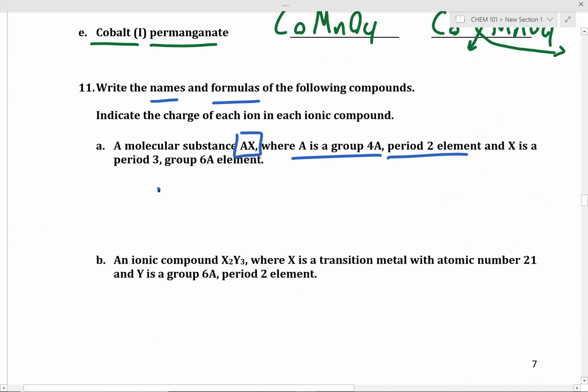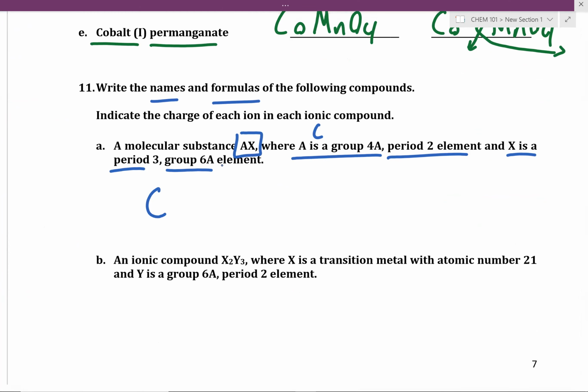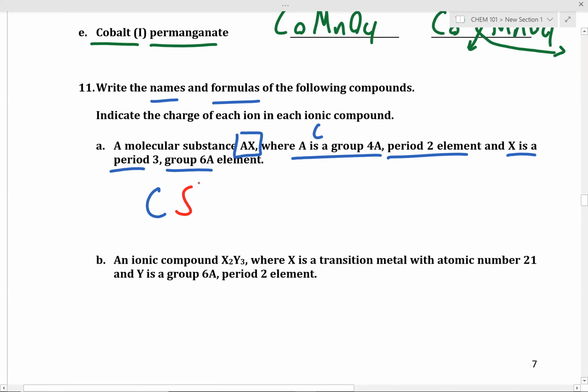Okay, so we have a species containing carbon. So A is carbon, and X is a period 3 group 6A element. What element does that correspond to? Sulfur, exactly. Since it's a molecular or covalent compound, we'd call this carbon. And since we have one sulfur atom, what prefix do we use? Mono. So this would be carbon monosulfide, a relative of carbon monoxide.